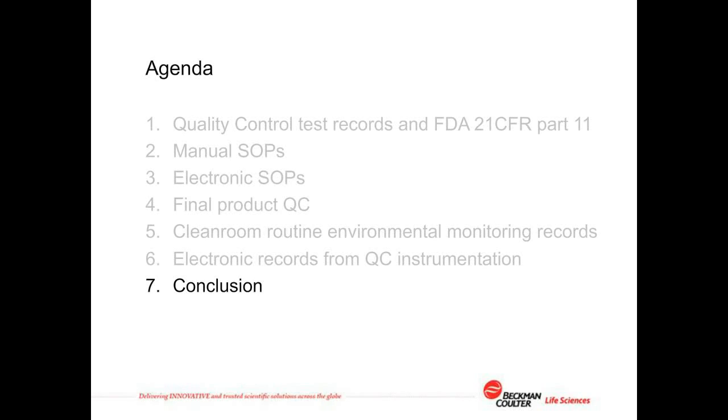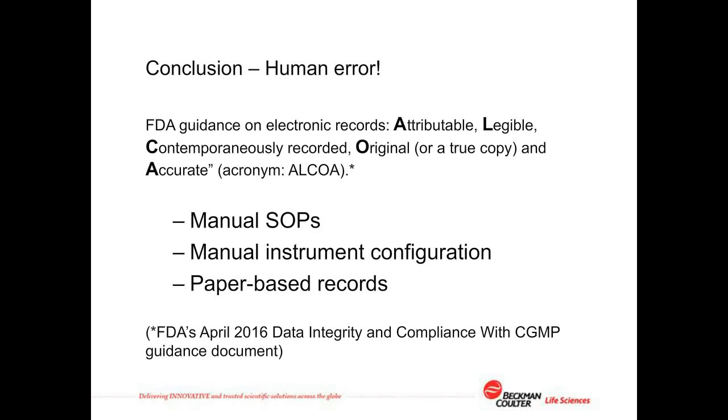So I'm coming to the end of my talk now. I'm at the conclusion. We've talked about how the FDA is giving us guidance. They're welcoming the idea that we would go to electronic records for our quality control data because they think it's a good way to go, but they are warning us that there's a possibility of getting human error as we transcribe those paper-based results into the electronic format.